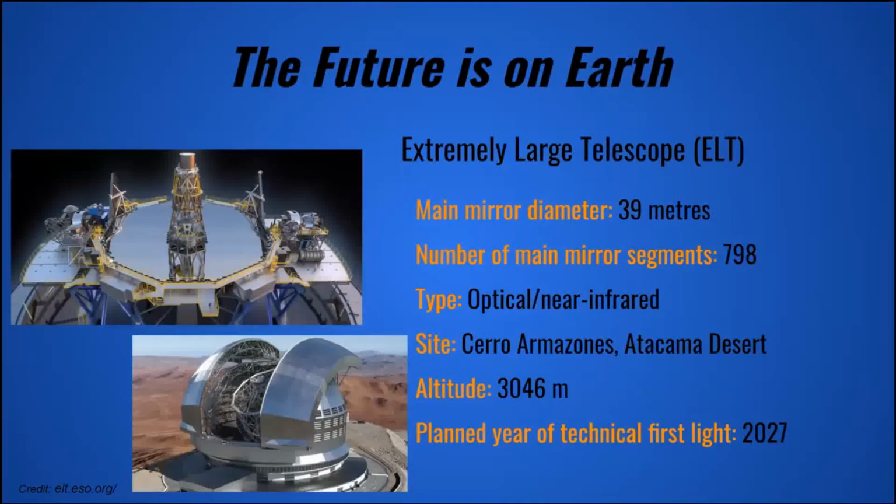The two main projects are the Extremely Large Telescope. Just to give you an idea, this is in Chile, in the Atacama Desert, quite high. A big mirror made of almost 800 small hexagonal mirrors. First light 2027, but that's just technical first light, so I don't know when it's going to work.